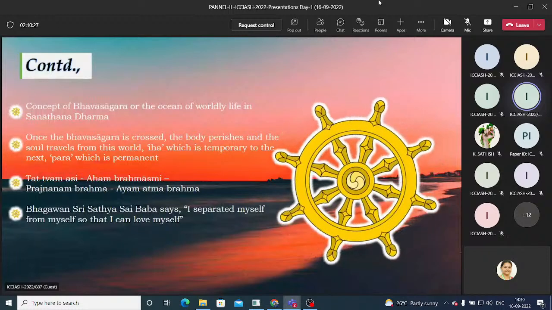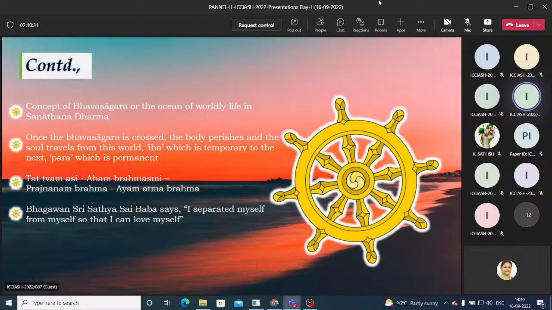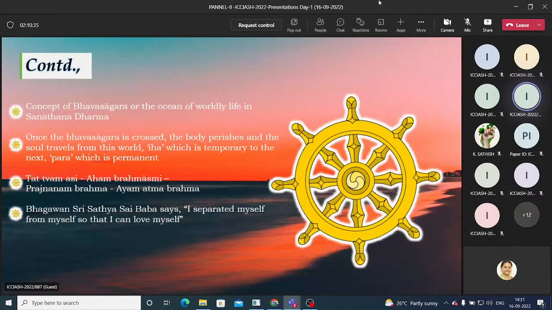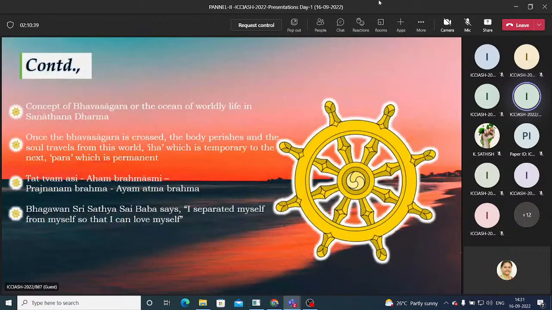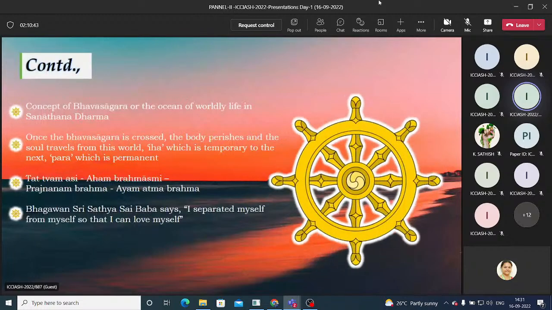Bhagwan Sri Sathya Sai Baba says, I separated myself from myself so that I can love myself. We are here only for a while, after which we return to our real home. In that case, mourning is unnecessary. Nobody cries as much while returning home. The evening star is symbolic of calmness.